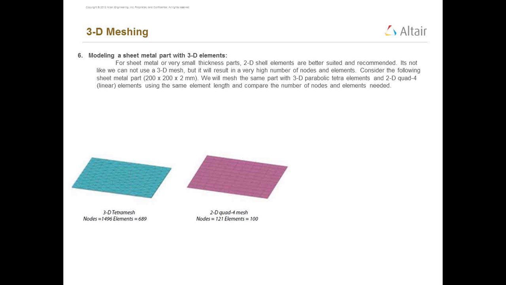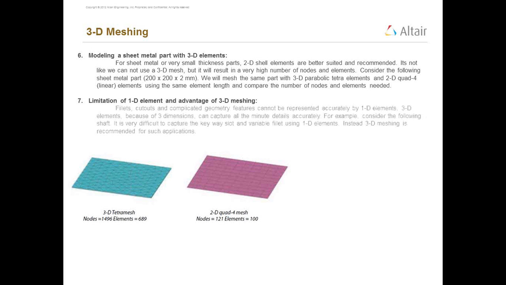So for 3D tetra mesh, the number of nodes is 1496 and elements is 689, while for the same component with 2D the number of nodes is 121 and elements are 100. So you have to decide which component you want to go for 3D and which component you want to go for 2D. Limitation of 1D element and advantage of 3D meshing.